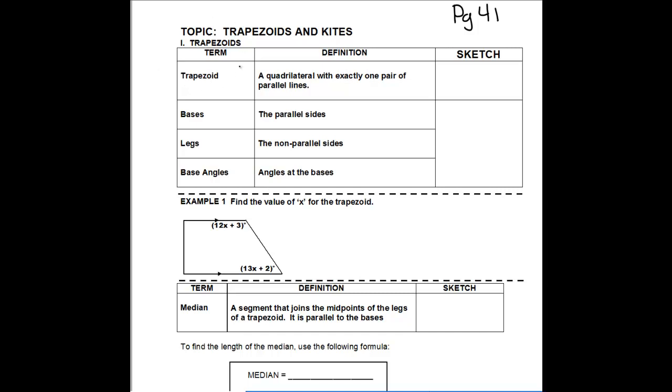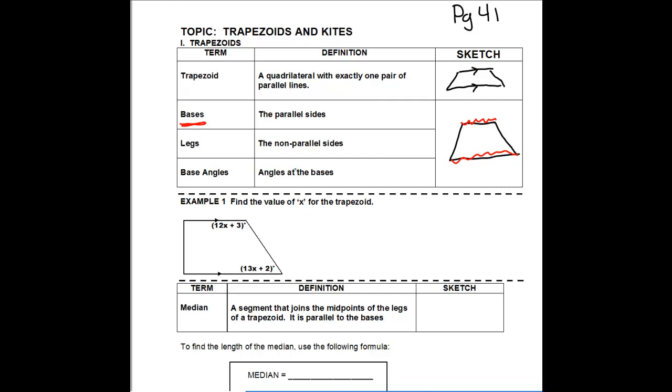And the first one is obviously trapezoids, the quadrilateral with exactly one pair of parallel lines, and it looks like this. And the only parallel parts are the bases, the top and the bottom. Bases are the parallel sides, so whenever you have a trapezoid, this part is a base and this part is a base, so those are the bases.